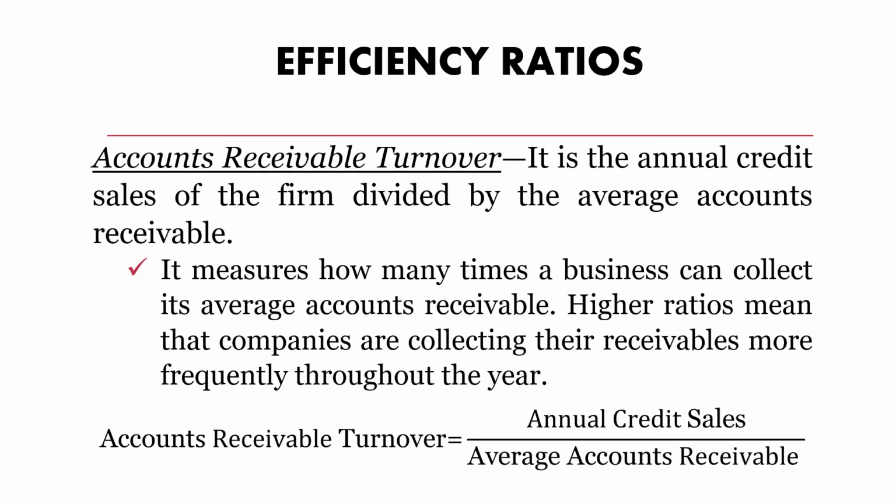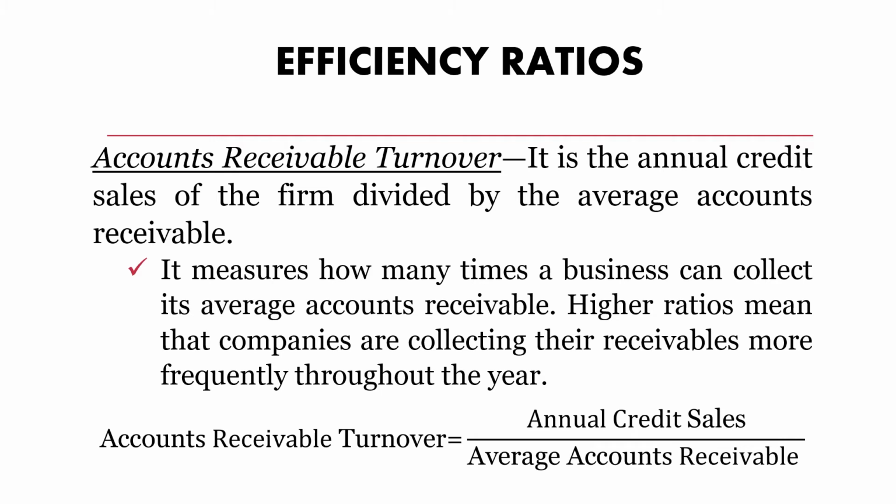The next efficiency ratio is the accounts receivable turnover. It is the annual credit sales of the firm divided by the average accounts receivable. It measures how many times a business can collect its accounts receivable. Higher ratios mean that companies are collecting their receivables more frequently throughout the year.